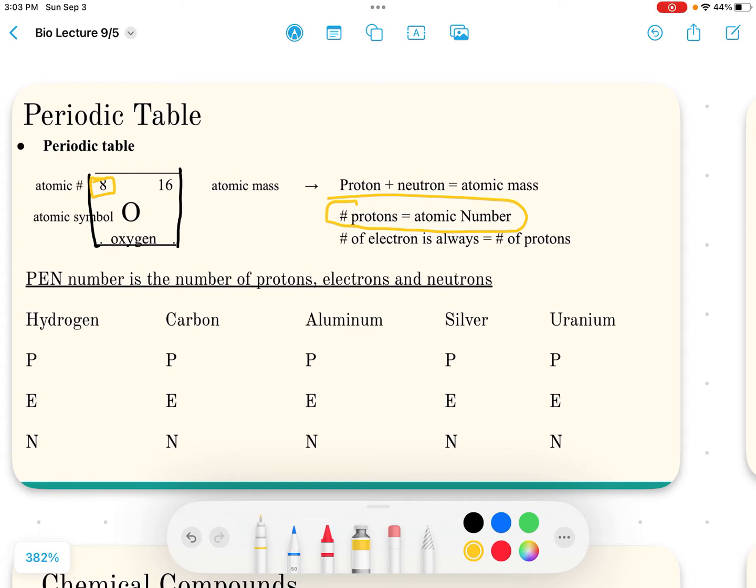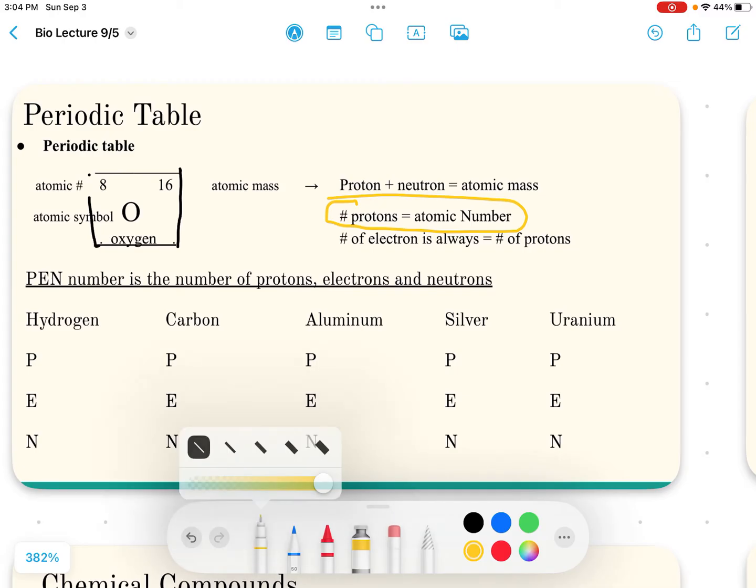So if you're ever wondering, how many protons are in lithium? You can just look at lithium. It says it is the number 3. So there's 3 protons. Same thing with oxygen here. Oxygen is number 8 on the periodic table, meaning it has 8 protons. So it's a helpful way for us to be able to lay out our periodic table and also identify it.